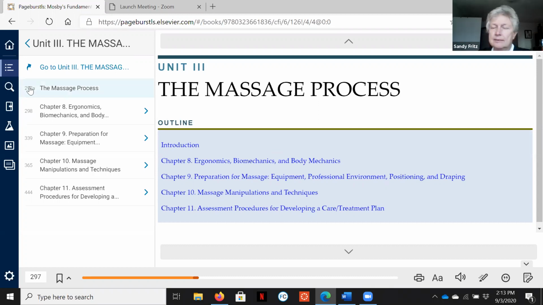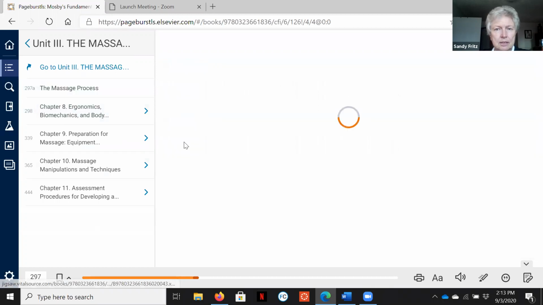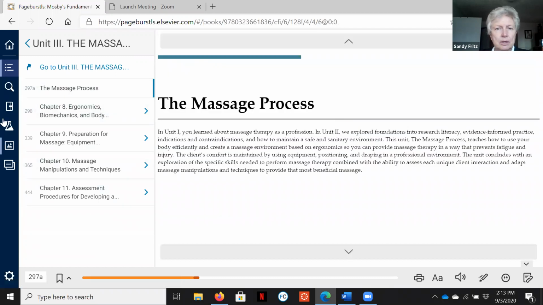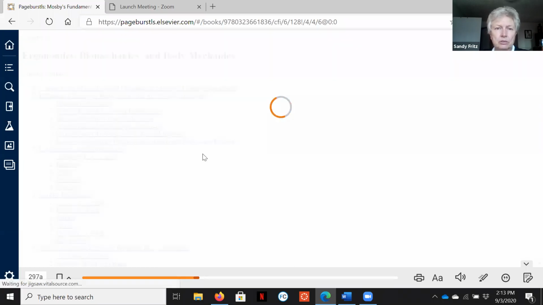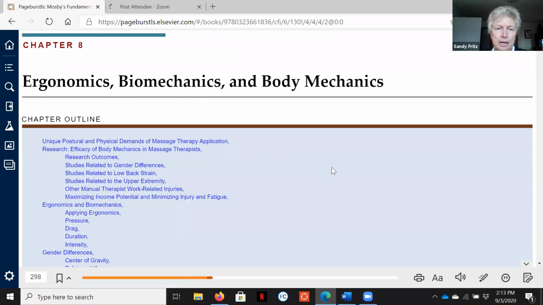So let's carry on here with this. So here is our introduction to this unit. And it is going to say the very same thing I just said, is that this is the doing part. And then we are going to head to our first chapter, chapter 8, ergonomics, biomechanics, and body mechanics. This is a very important chapter, and it's practiced in the doing, not in the reading. Reading is important, but it's got to follow up with the doing.